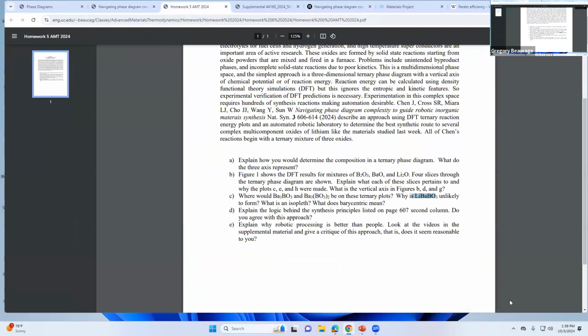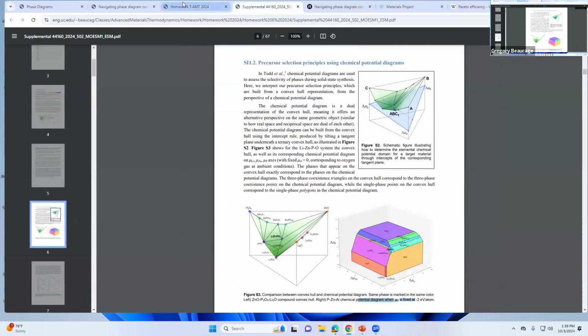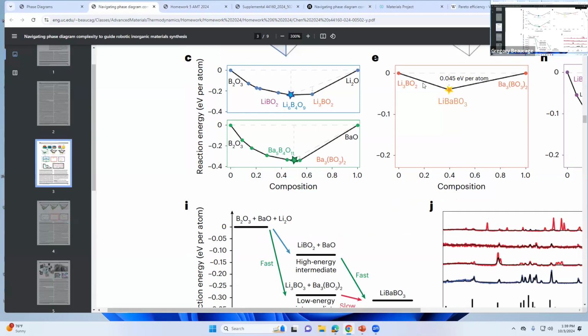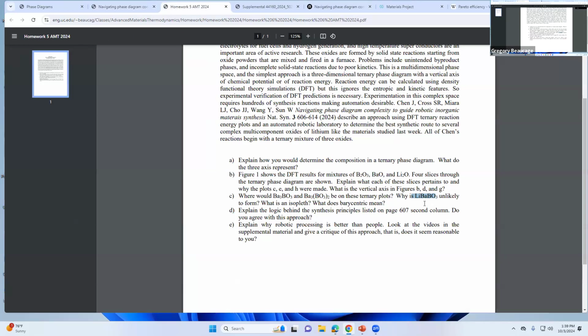I think it's asking, it isn't really worded right, but why is it unlikely to form? In the context of the orange one, there's no energy to drive it, and so it's kinetically not going to form. Thermodynamically, it should form, but there's no kinetics to drive it.